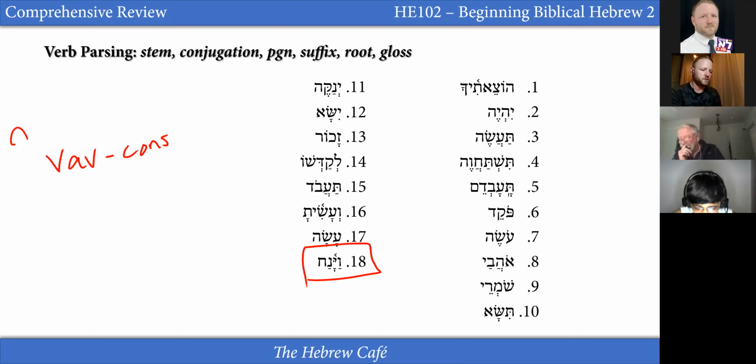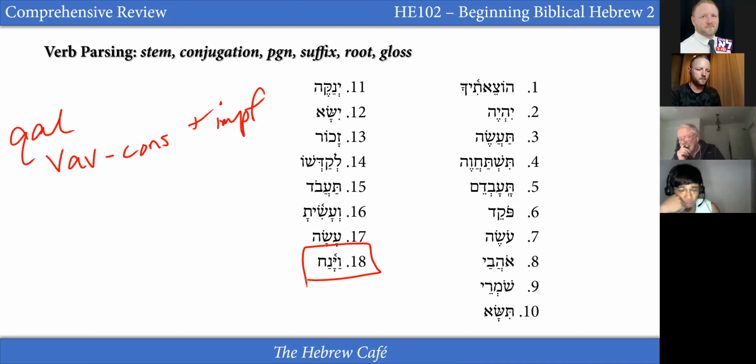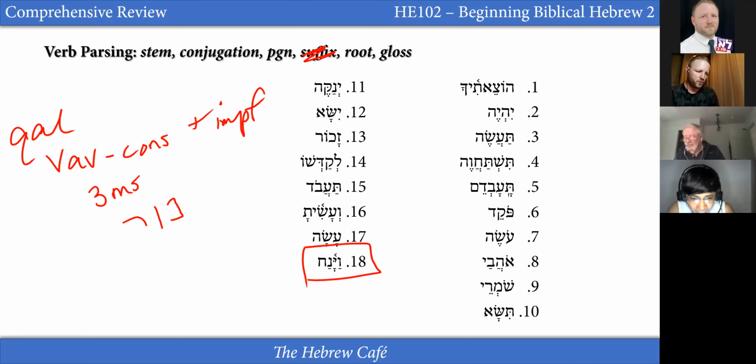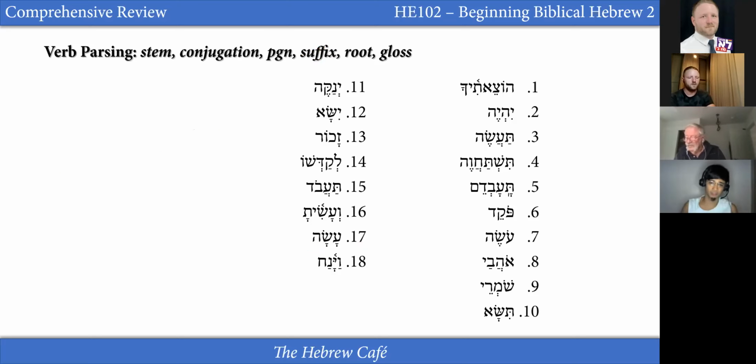So we're going to say kal, vav consecutive with the imperfect. PGN, third person, masculine, singular. There is no suffix. The root I cannot recognize. Nuach. Nuach, to rest. Ah, hollow verb. Yeah, it's hollow. To rest. And then gloss, he rested. And he rested. God rested after he created the world. Vayanach Elohim bayom hashvi'i. God rested on the seventh day.